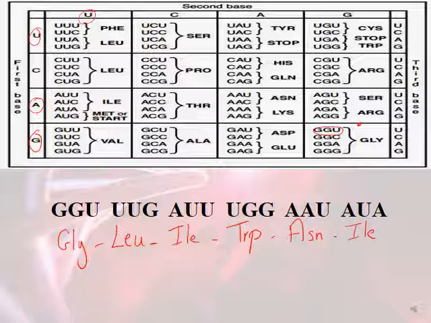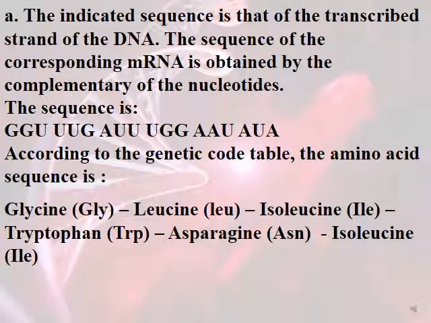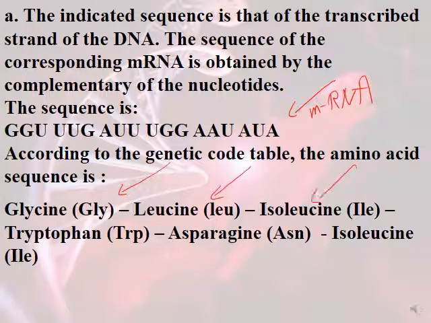Here we determined the sequence of the amino acids. The indicated sequence is that of the transcribed strand. So the sequence of the mRNA is obtained by the complementary. According to the genetic code table, we determine the sequence of the amino acids: glycine, leucine, isoleucine, tryptophan, asparagine, and isoleucine again.